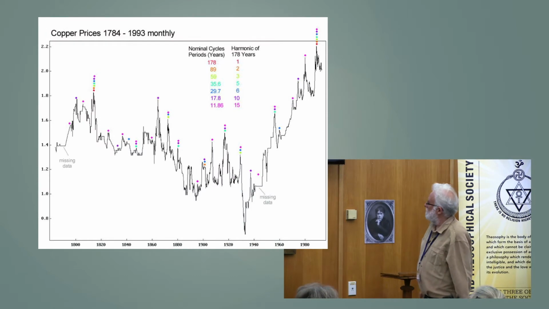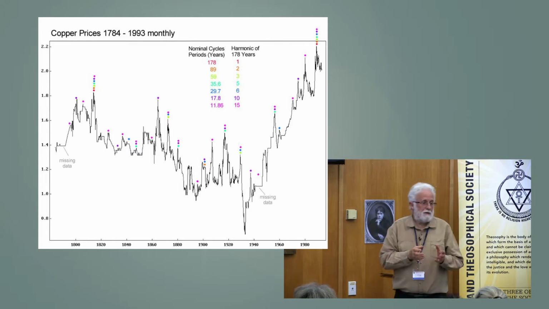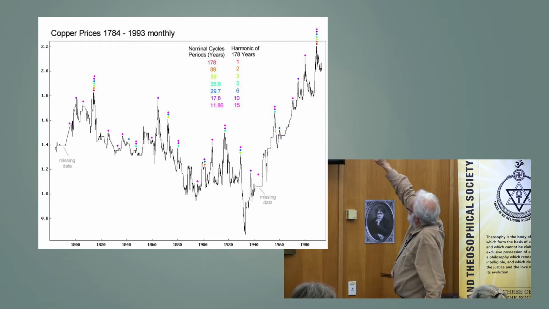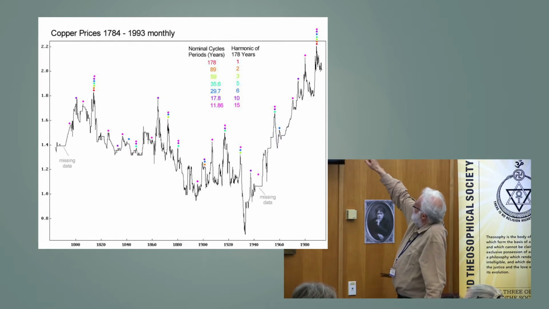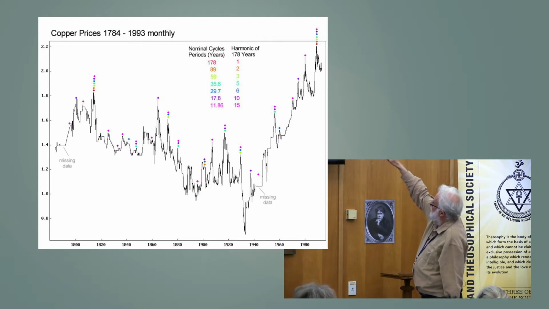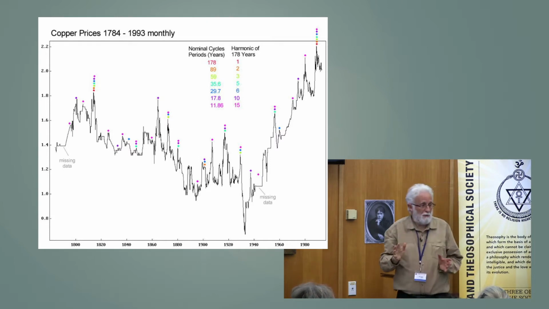This here is some 200 years of copper prices. And in the list of common cycles I had, you might have noticed, you probably didn't because it flashed by, 178 years, 89 years, 59, 36. You might remember my 35.6 years and the 11.86 of Jupiter. Those ones there, they are harmonics in the proportion 1, 2, 3, 5, 6, 10, 15. So they are some of the very common cycles.